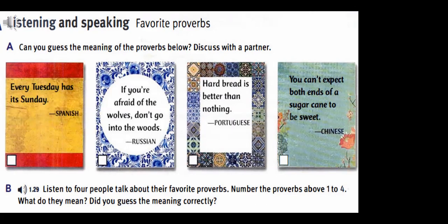4. You know, things haven't been so great lately. I feel like I've been hit with a whole bunch of problems all at once. But I have a favorite proverb that always makes me feel better. It's, every Tuesday has its Sunday. That's what we say in Spanish to cheer people up. You know, it means there are always gonna be some bad days, but there are gonna be good days too. You just have to be patient.